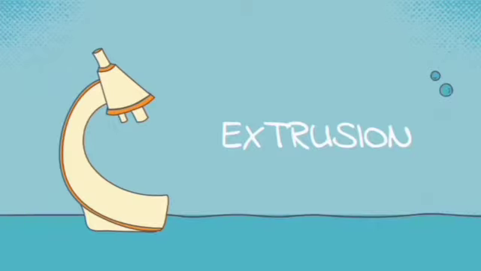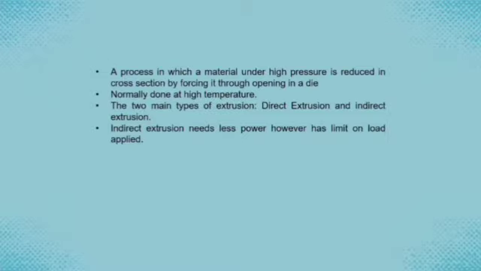Next is extrusion. Extrusion is a process in which material under high pressure is reduced in cross-section by forcing it through an opening in a die, normally done at high temperature. The two main types of extrusion are direct extrusion and indirect extrusion. Indirect extrusion needs less power, however it has a limit on load per time.